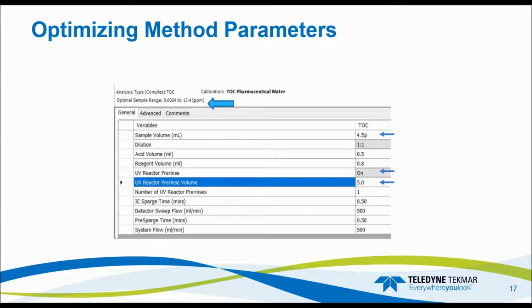Again, for each system, that might be a little bit different. You might have to play around with this value a little bit too. Maybe it'll be 5 mils on your system, maybe it'll be 4 mils on your system. You have to kind of play around and try different methods for it.